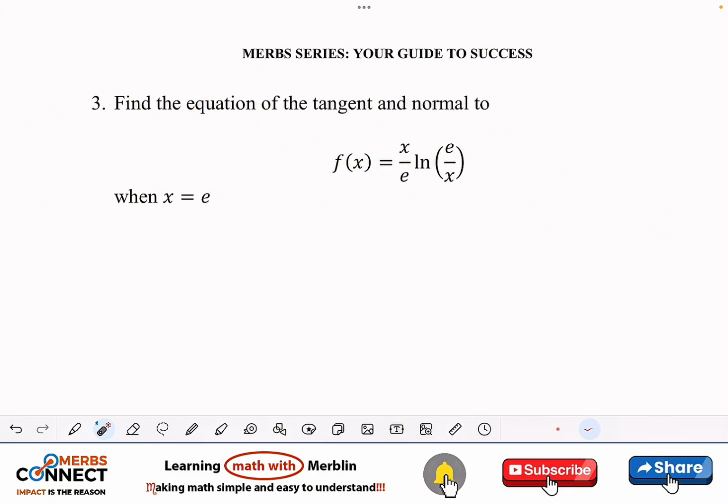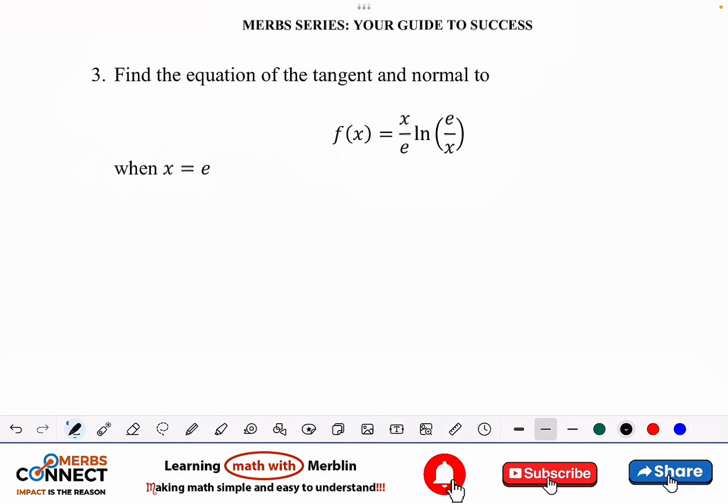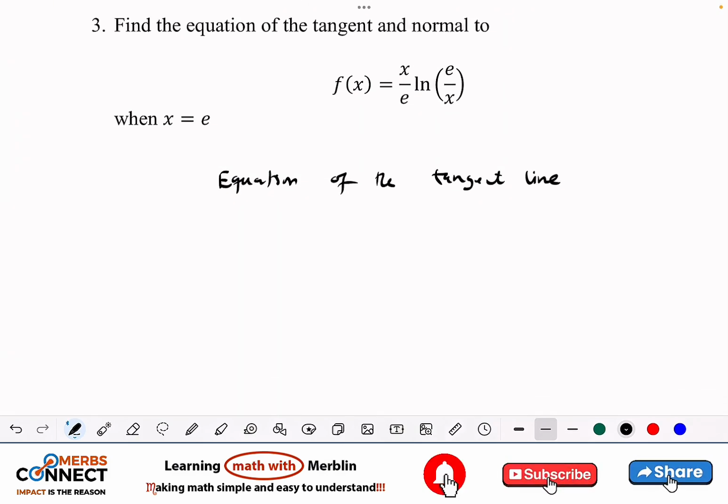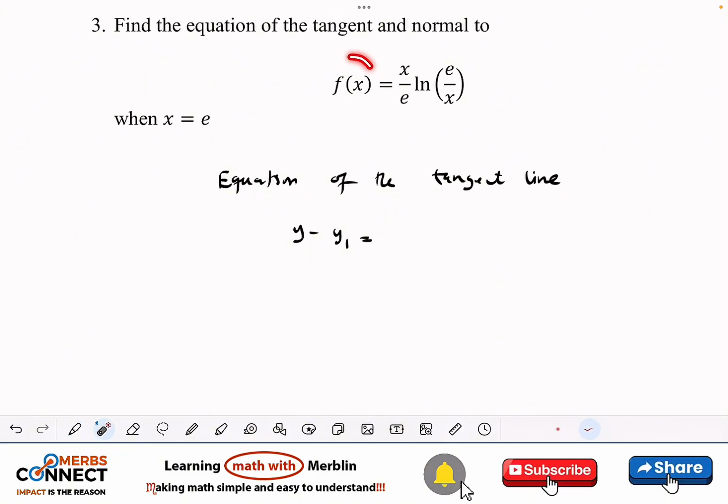So here we are saying that y is equal to e, and remember, as we said, the equation of the tangent line is given as this. So the equation of the tangent line is y minus y1 is equal to, it depends on what is given. So this is f, so I'm going to use f prime instead of dy over dx, times x minus x1. So it means that we need y1, x1.